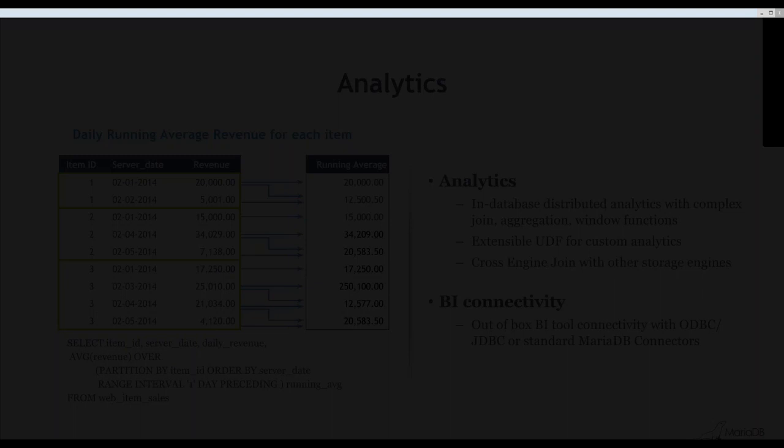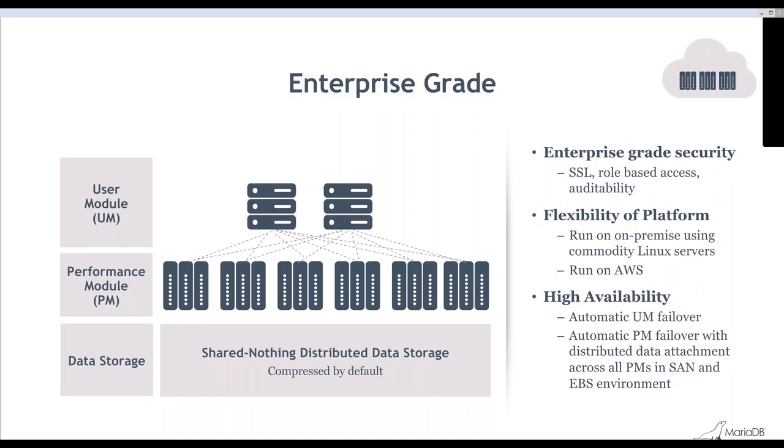Extensibility is provided by utilizing user-defined functions. ColumnStore can also support querying tables from other storage engines with a capability called cross-engine joins. This allows you to store, say, dimension tables using InnoDB and the larger fact table using ColumnStore. Any tool or framework capable of using ODBC, JDBC, or any other MariaDB connector will work with ColumnStore utilizing standard SQL.